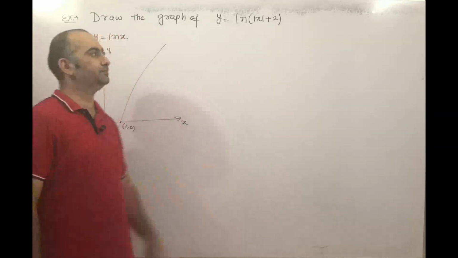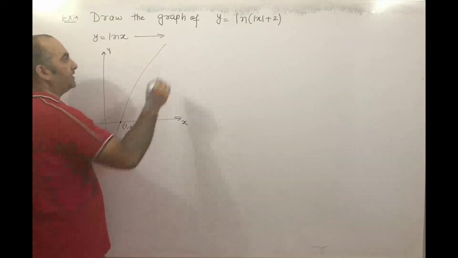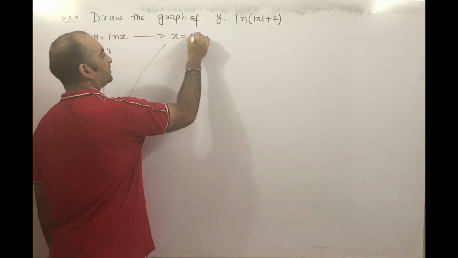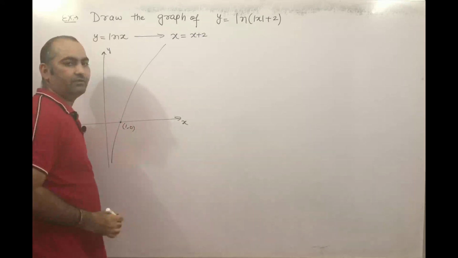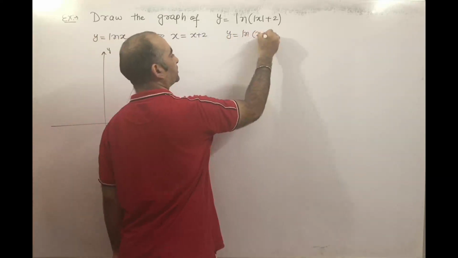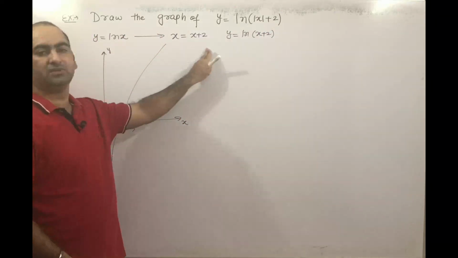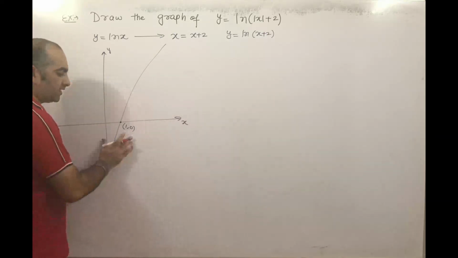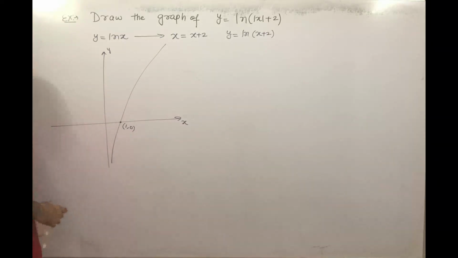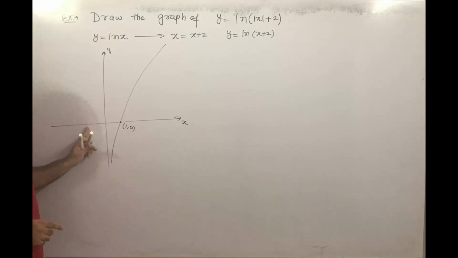So what we have to do? Here in ln x, first we replace x with x plus 2. Then y equal to ln of x plus 2 will come. Okay, so x is replaced by x plus 2. Then what will you do? This graph we have to shift 2 units to which side? To the left hand side. So this point is 1 comma 0, so it will reach minus 2 units this side. It will reach minus 1 comma 0.